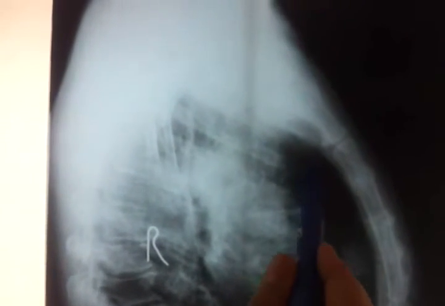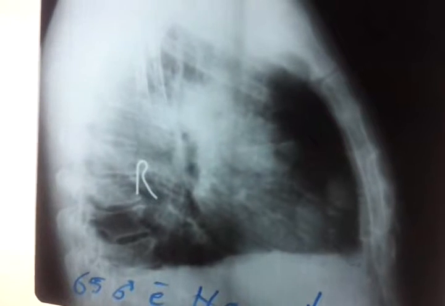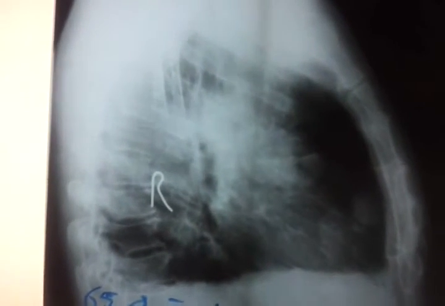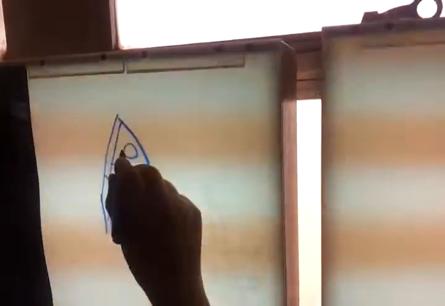Any mass in the anterior mediastinum here in this black area, we should put a differential diagnosis of what? Masses. This is the heart. Any mass there in the anterior mediastinum, we put T.